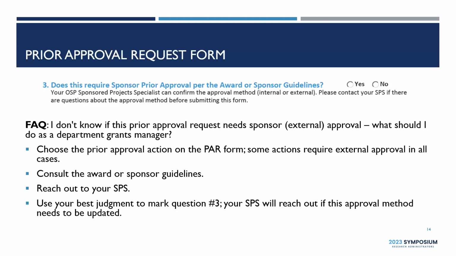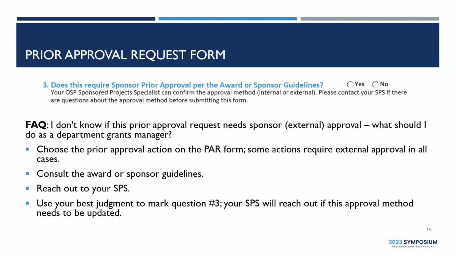And then here's a frequently asked question we do get for that question number 3: do we know who needs to approve this? Is it OSP or is it the sponsor? So, I don't know if this prior approval request needs sponsor external approval. What should I do as a department grants manager? Here are some tips that we have in OSP. Choose the prior approval action on the PAR form, because some actions do require external approval no matter what. There are certain things, like a change in project scope, that OSP can't approve without the sponsor.